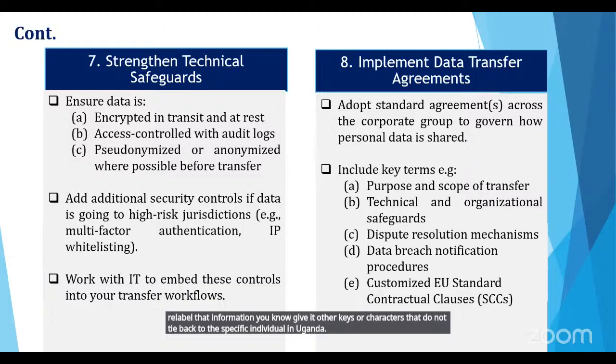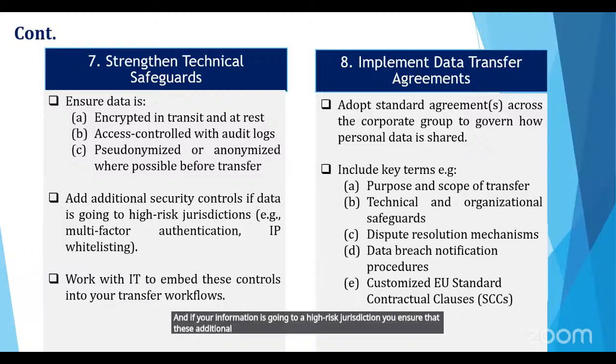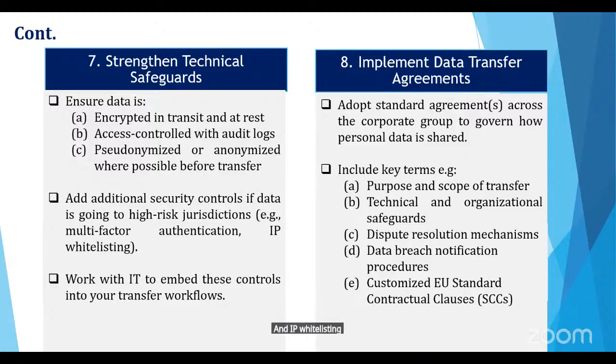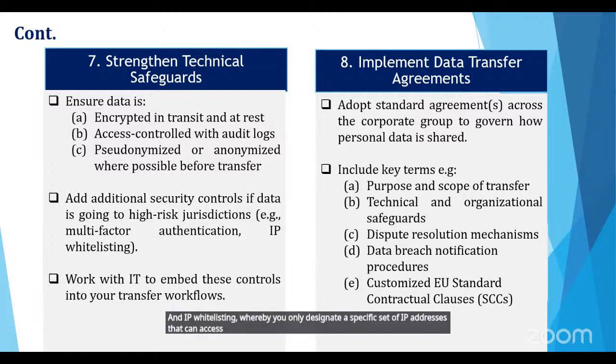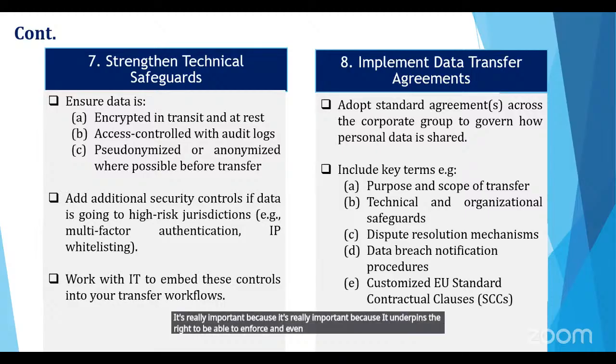And if your information is going to a high-risk jurisdiction, you ensure that there are additional security controls such as multi-factor authentication and IP whitelisting, whereby you only designate a specific set of IP addresses that can access that data. So again, you work with IT to embed these controls. And last but not least, you have to implement data transfer agreements. It's really important because it underpins the rights you'll be able to enforce and even the obligations that you would have to undertake if you're dealing with a foreign business partner or even with just a parent company.